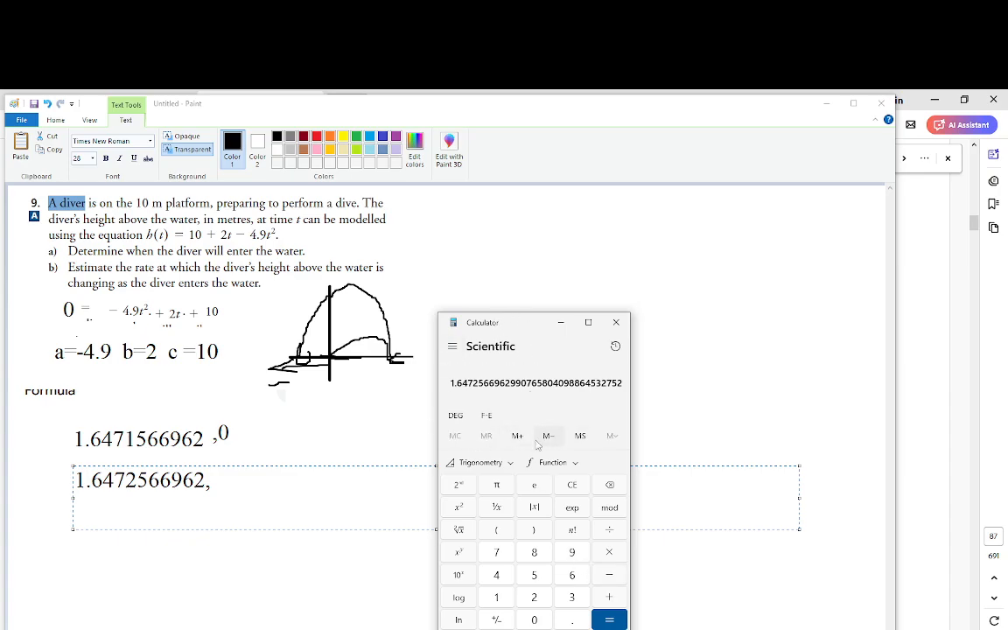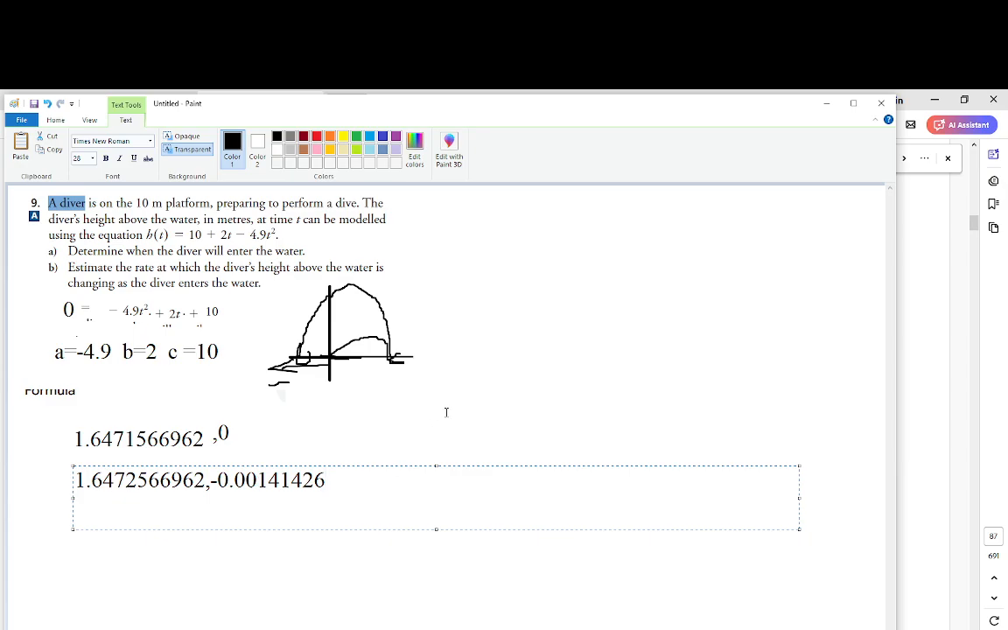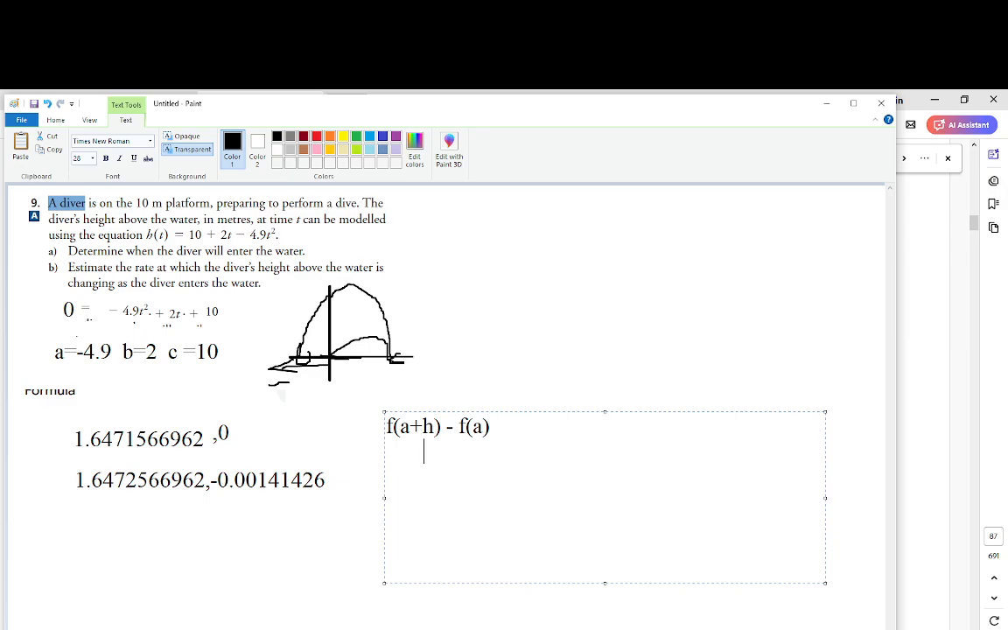I'm also going to keep it in my memory. So I have to follow the formula. First I square it. Then I multiply it by negative 4.9. Then I have to add 2 times it. Then I have to add 10. And yes, it's slightly below the water, which is what that minus is. Now I follow my f of a plus h minus f of a, all divided by my h. Well, my f of a plus h is the thing I just found.